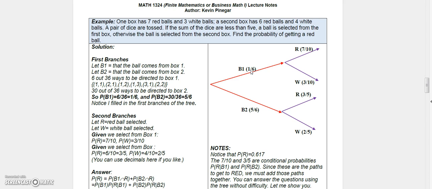Okay, now let's say we select from box 1. What's the probability we get a red ball? There's 7 red balls out of 10, so 7/10, and the probability of a white ball would be 3 out of 10. Now if we select from box 2, there's 6 red balls out of 10, which reduces to 3/5, and there's 4 white balls out of 10, which reduces to 2/5. So that's your tree.